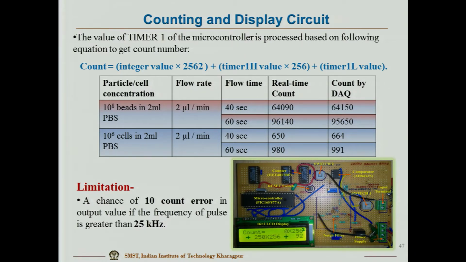For the 10 to the power 6 cells in 2 microliter, the flow rate is about 2 microliter per minute, and the number of particles that cross is like this. So, more or less it gives similar results, and this way we can establish that using a microfluidic channel, how many particles are crossing can also be measured. Okay.